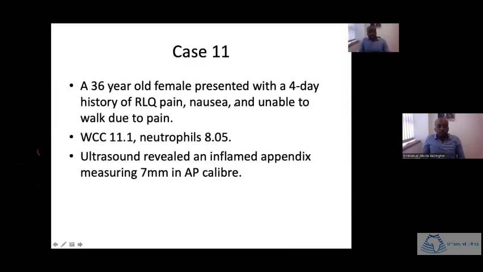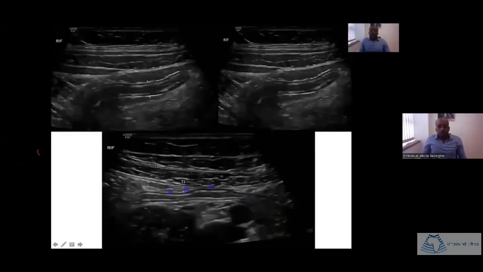And complicated appendicitis. So case 11, a 6-year-old female presented with a 4-day history of right lower quadrant pain and nausea, and she was unable to walk due to the pain. WCC was slightly raised, neutrophils were normal. Ultrasound revealed an inflamed appendix, which measured 7 millimeters in AP caliber.